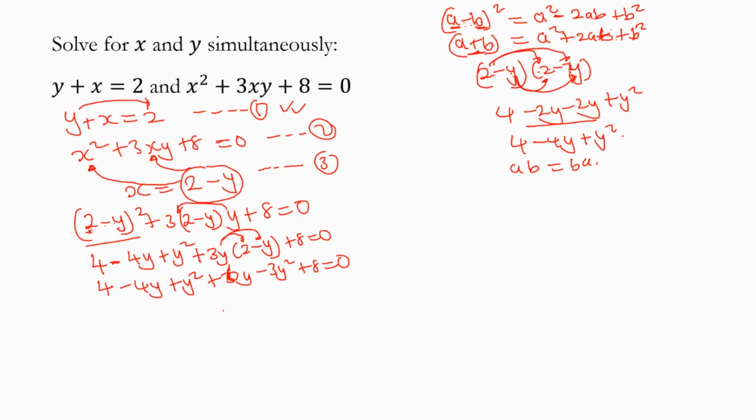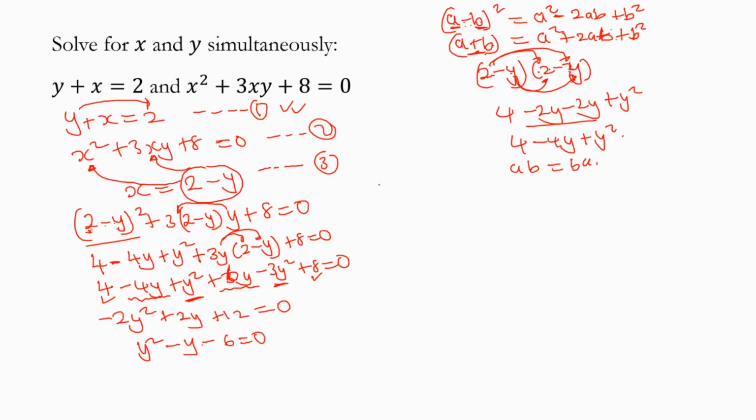Do we have like terms? Yes, we have like terms. y squared minus 3y squared, that is negative 2y squared. Then anything else? Yes, negative 4y plus 6y, that is positive 2y. And then we have positive 4 plus 8, that is positive 12, is equal to 0. Okay, then you can divide everything by negative 2. You get y squared minus y minus 6 is equal to 0.